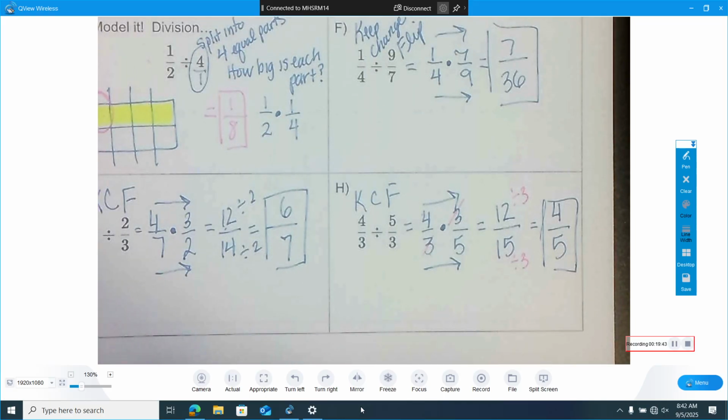How do you multiply fractions? Straight across. How do you divide fractions? Excellent. Good job. All right. You guys have a Delta Math assignment. So grab those Chromebooks.